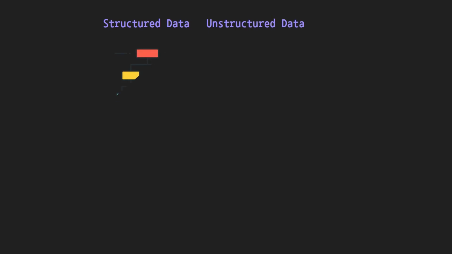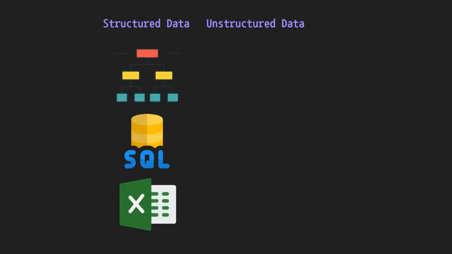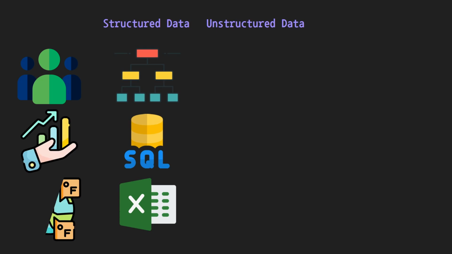Structured data is data that is organized in a specific format, such as spreadsheets or databases. This type of data is easy to work with and can be analyzed using tools like SQL or Excel. Examples of structured data include customer information, sales data, and weather information.